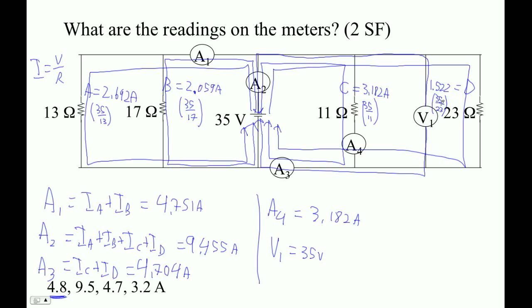Right? Now, if you wanted to, this would be silly, right? You could do I times R for this resistor, but of course we got the I from the V and the R, so of course I times R will be V. Okay, but you could do that, right? You could say that it's I times R, so it's 1.522 amps times 23. And of course that's going to be, if you don't round this, 35 volts, right? Okay. Yay.